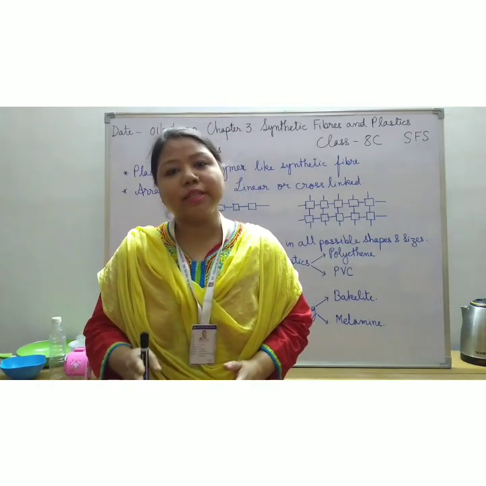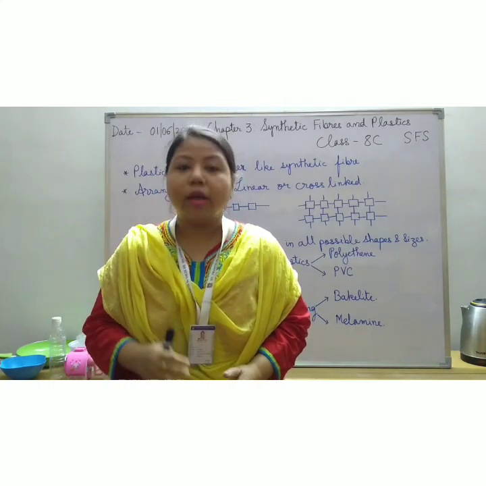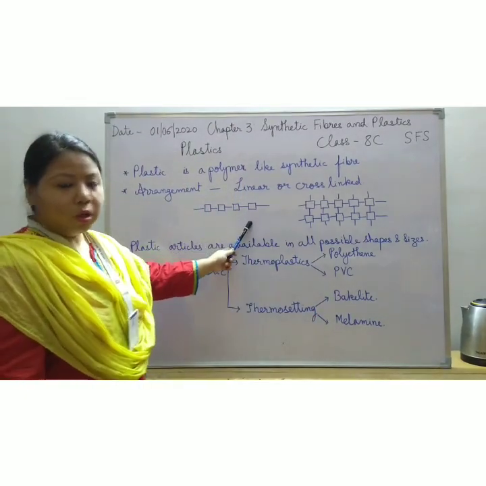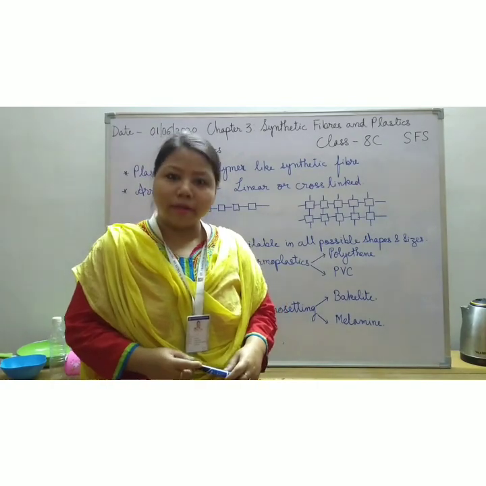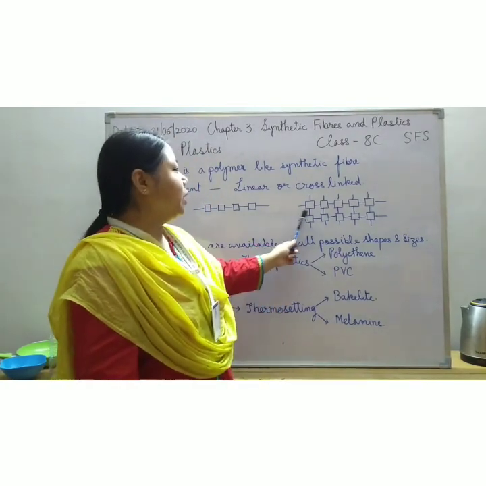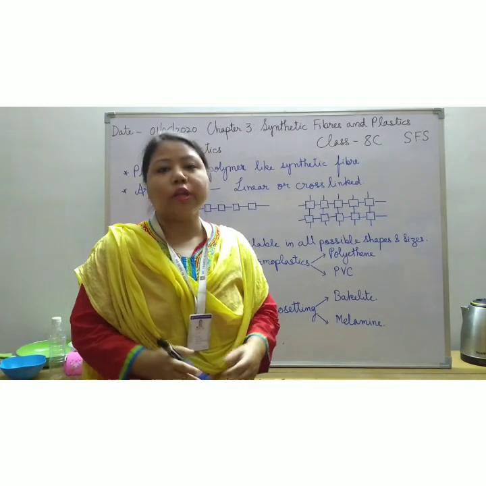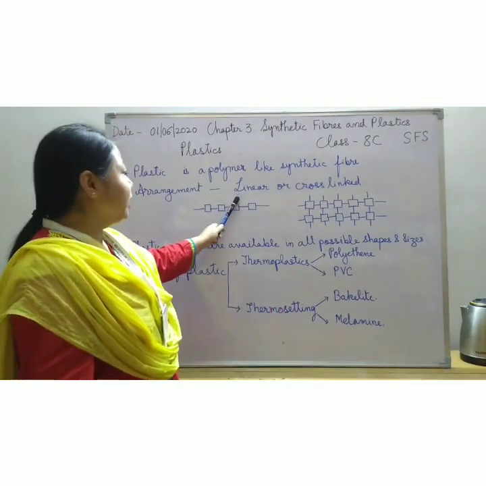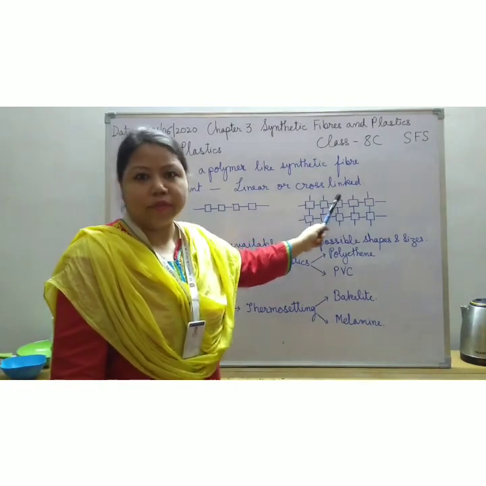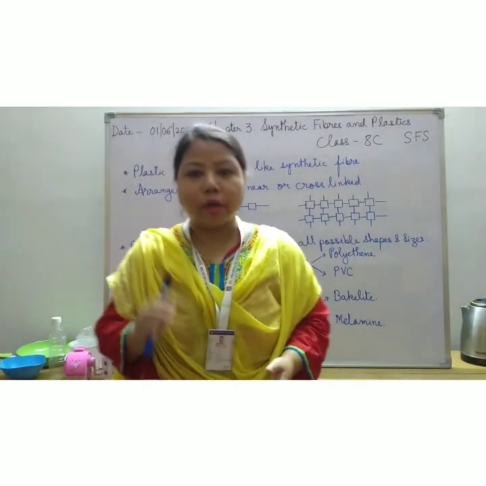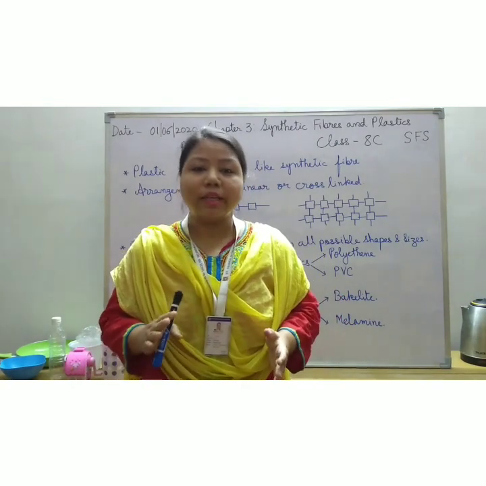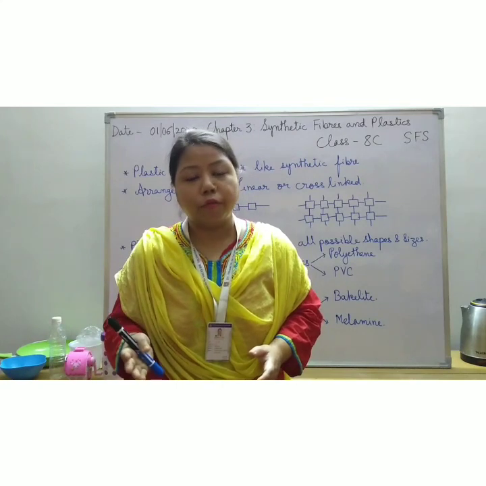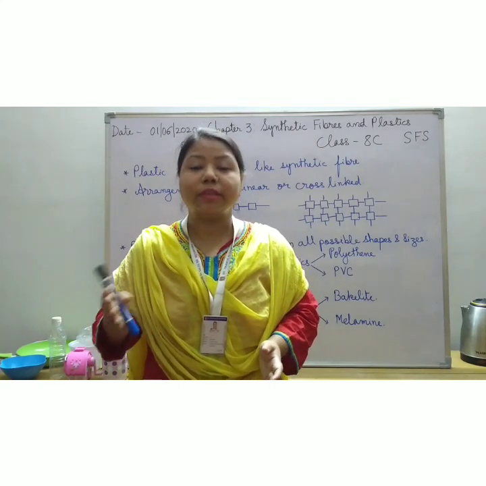All plastics do not have the same arrangement. Some plastics are arranged in a linear form. On the other hand, some other plastics are arranged in a cross-linked form. So, the arrangement of units in plastics may be linear or cross-linked. Fine. Now, have you ever wondered how plastics are molded into various forms, shapes and sizes?